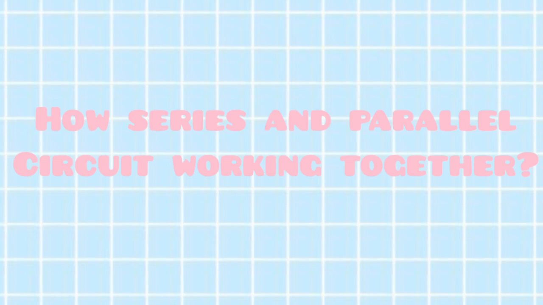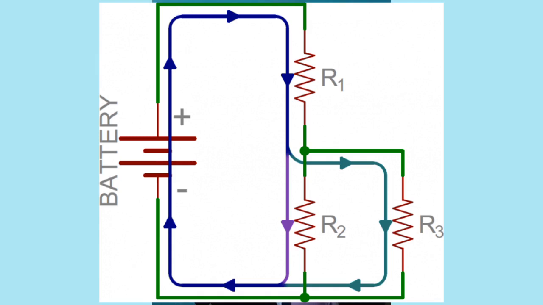And the last but not least, how series and parallel circuits work together. The node splits and current can go to both R2 and R3. The current paths to R2 and R3 are then tied together again, and current goes back to the negative terminal of the battery. In this example, R2 and R3 are in parallel with each other. And that's all the explanation of series and parallel circuits in general.